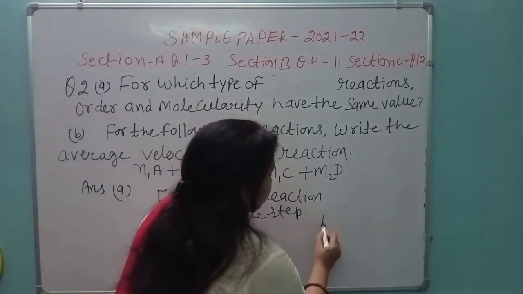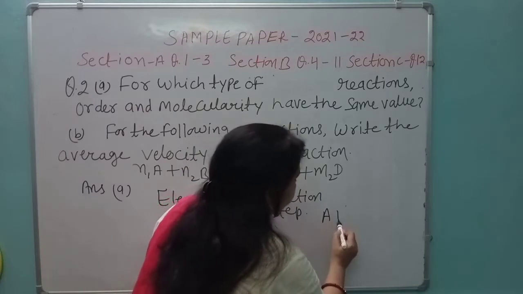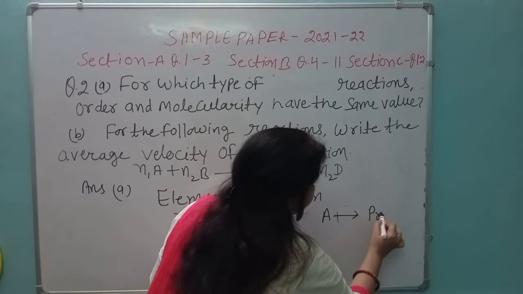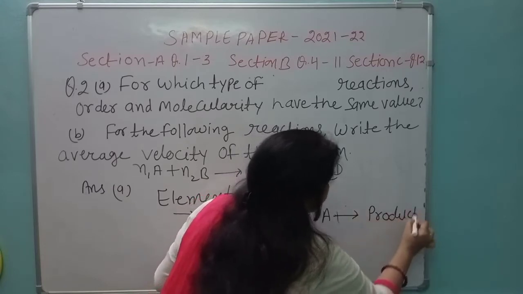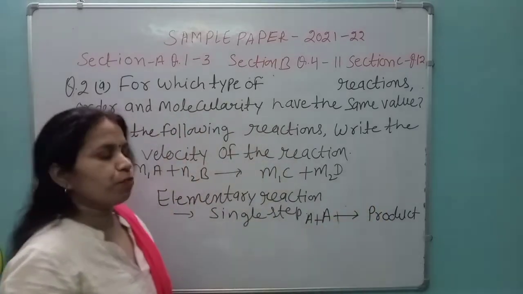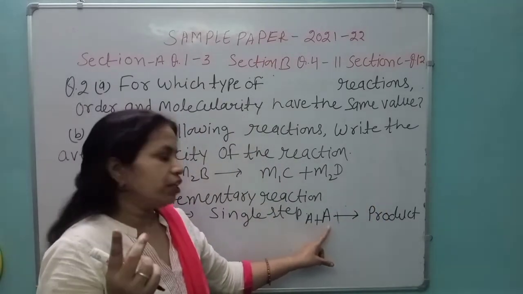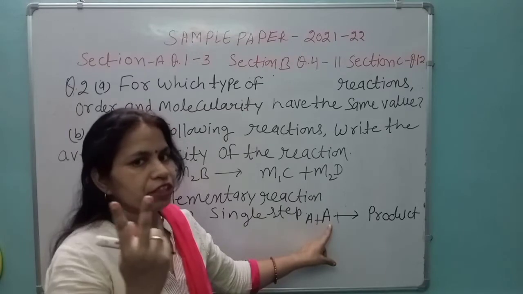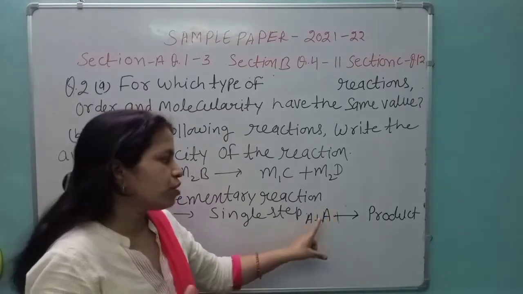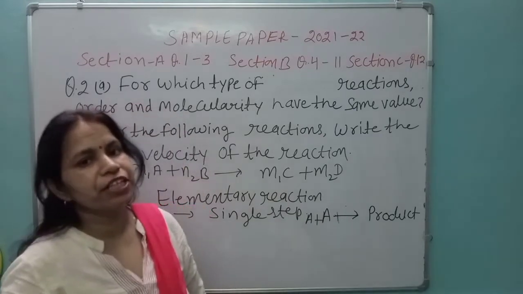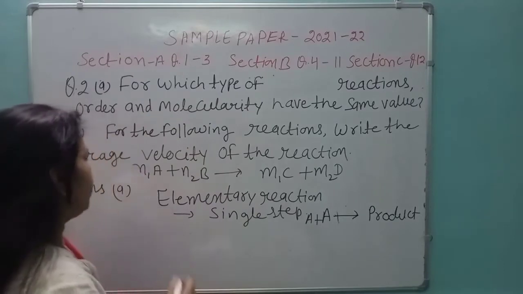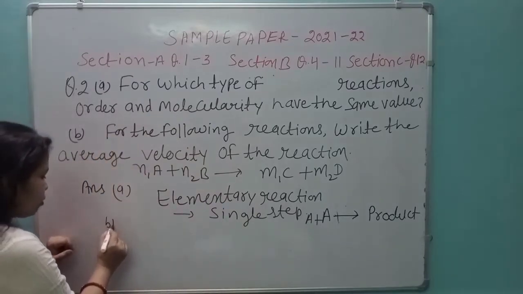Suppose we take an example like A converts into product. So you can write A plus A converts into product. In the collision, two molecules collide. Molecularity is 2. Order of reaction is also 2. So order of reaction and molecularity are the same for only and only elementary reactions. Clear? Now what is the second question?